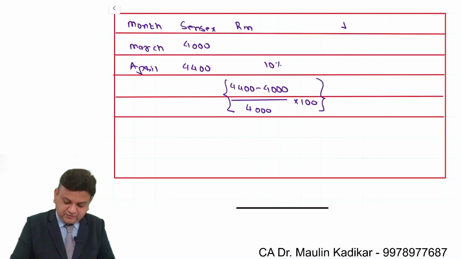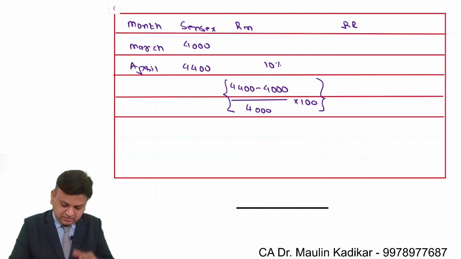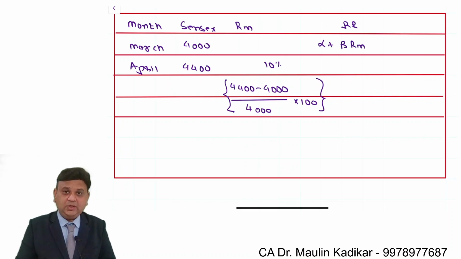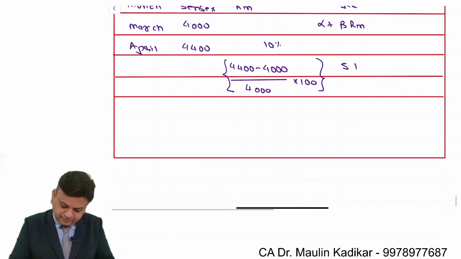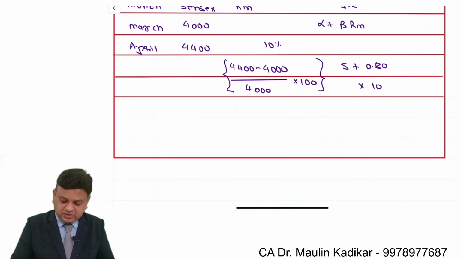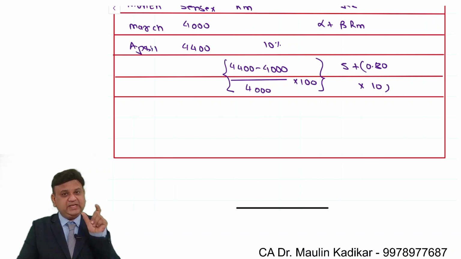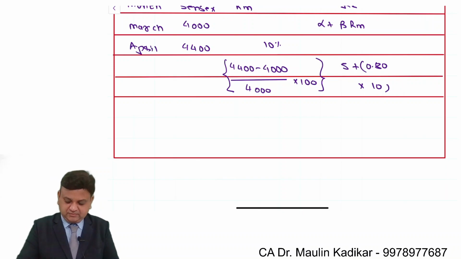Now the required rate of return based on the alpha of the security is alpha plus beta RM. What is alpha? Alpha is provided as 5. What is beta? It is 0.8 into RM, which is 10. So the return should be 0.8 into 10, which is 8. 8 plus 5 is 13.